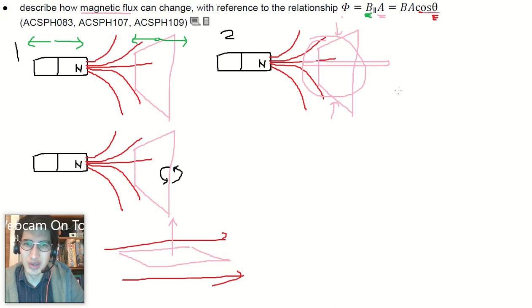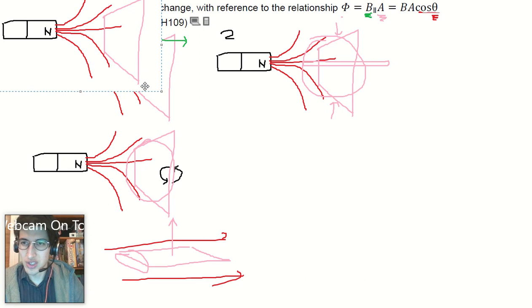You could also consider it as changing the area, since the area over which the magnetic field is hitting it is much lower. Now that area is just this amount here. It's just hitting that edge rather than hitting the whole thing.